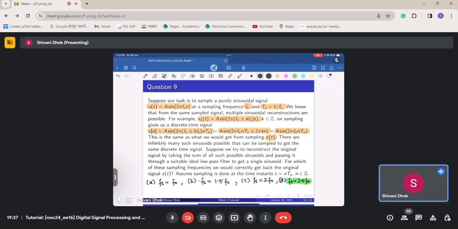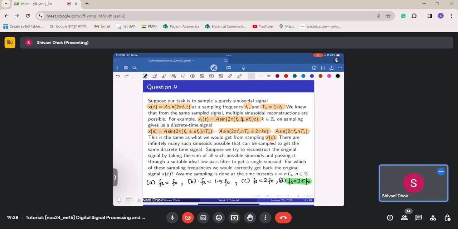Now suppose we want to sample this x1(t), which is simply a sine of 2 pi (f0 plus k times fs) t. The sampling frequency for this should be greater than 2 times (f0 plus k fs), and it can't be sampled at fs.